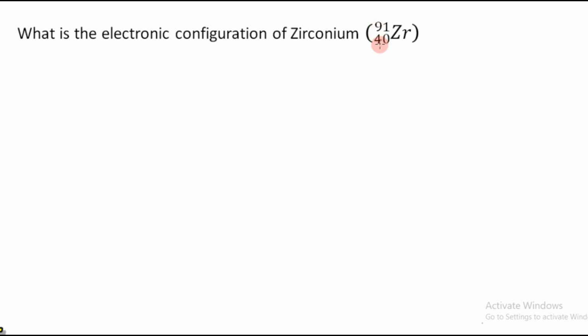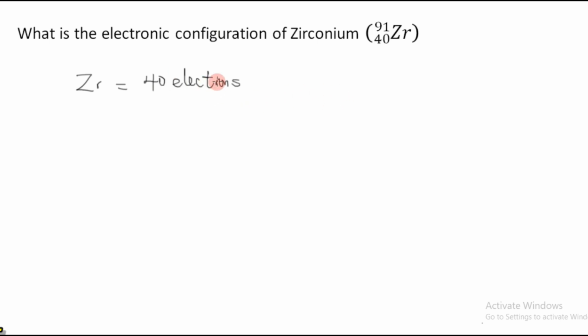So in a neutral atom, the atomic number is equal to the number of protons and it is equal to the number of electrons, right? So zirconium has what? 40 electrons. So these are the number of electrons that we will be configuring. So how do we configure these 40 electrons? We can configure these using the Aufbau principle.